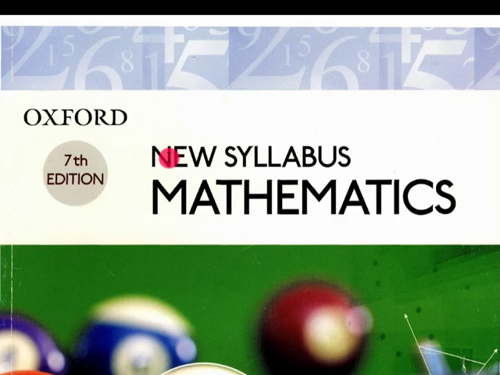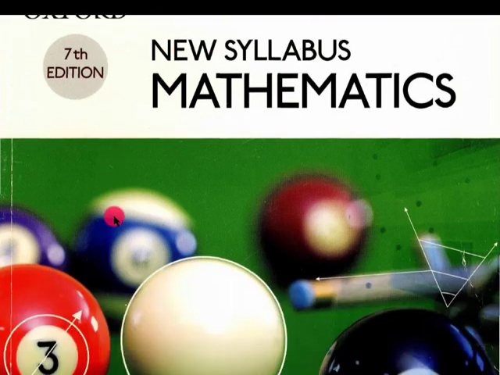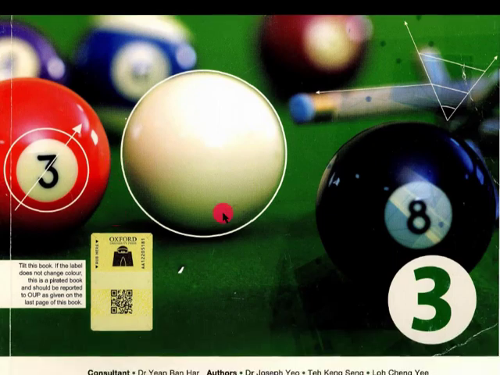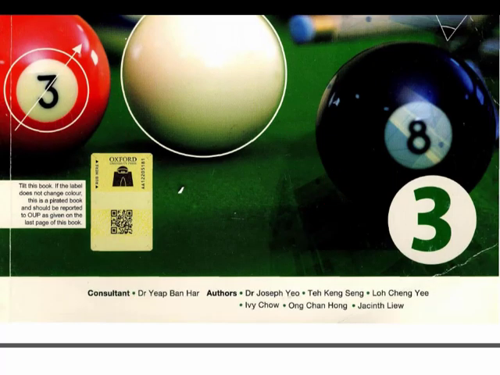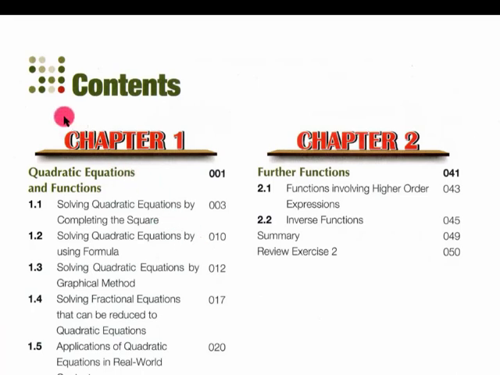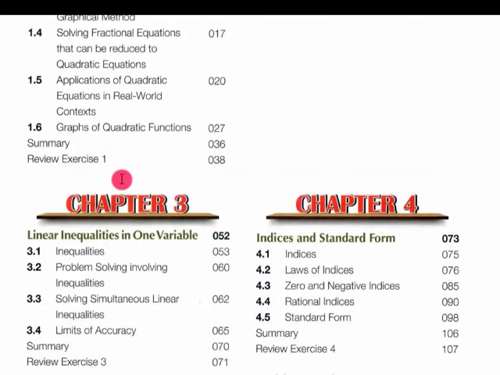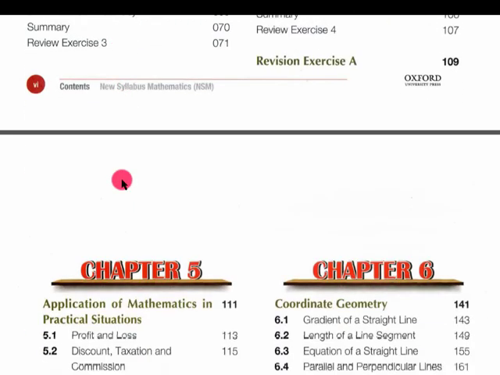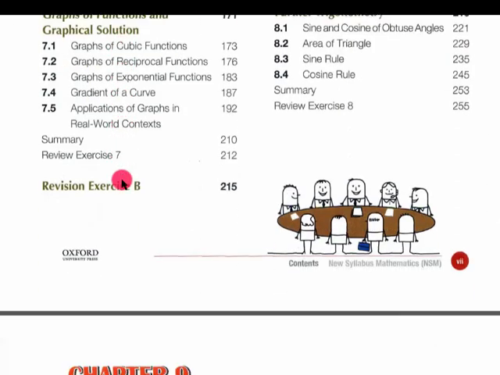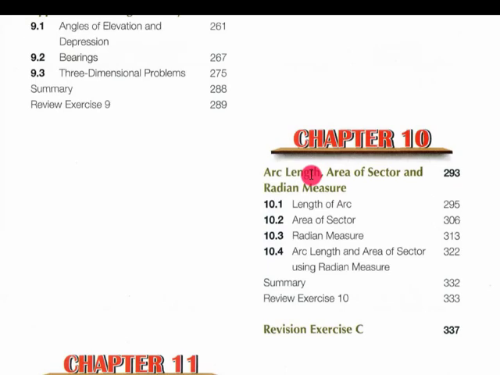This is the cover page of the New Syllabus Mathematics D3, Oxford Publishers, 7th edition. The contents of this book are: chapter number 1, Quadratic Equation and Functions, and now we are going to solve chapter number 10, Arc Length, Area of Sector and Radian Measure. This is chapter number 10 of Oxford New Syllabus Mathematics D3.